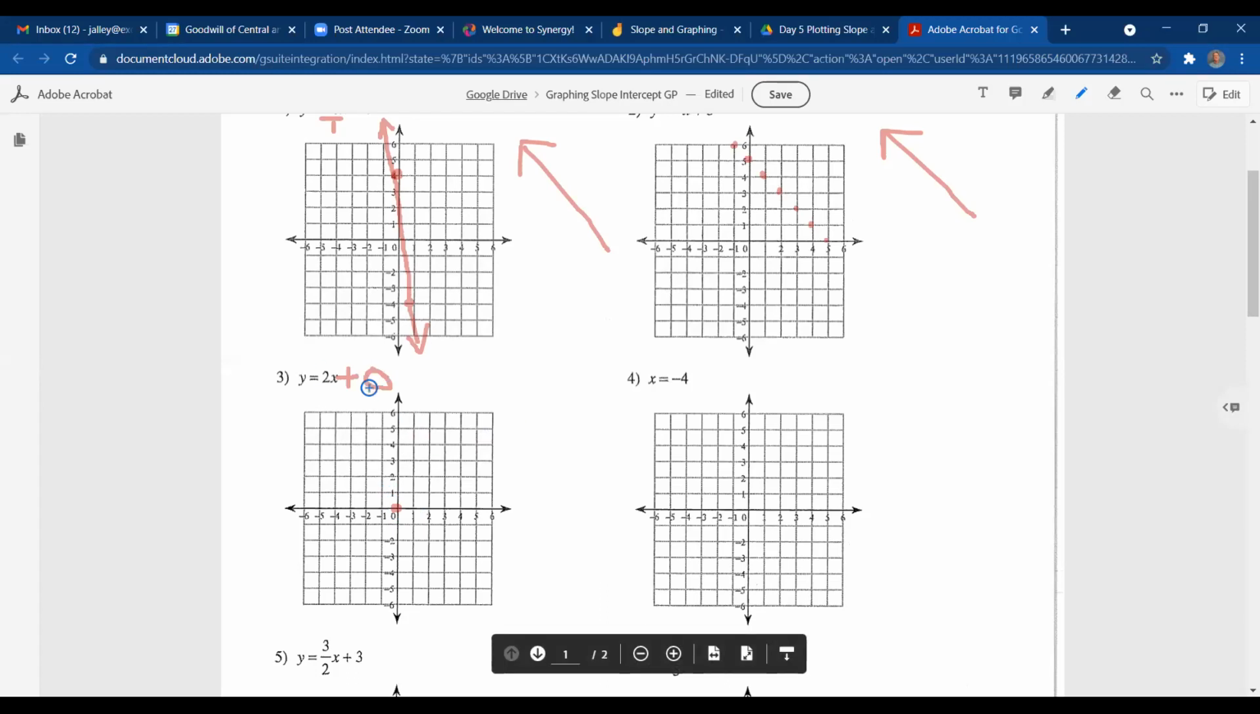So from there, though, it's just like all these others. I'm going to go up 2 over 1. Another spot there, up 2 over 1. This one's a positive slope line, so I'm looking for it to go up to the right. Down 2 over 1 the other way. Plot as many of those points as you need to be able to see where that line's going. Questions, anybody?